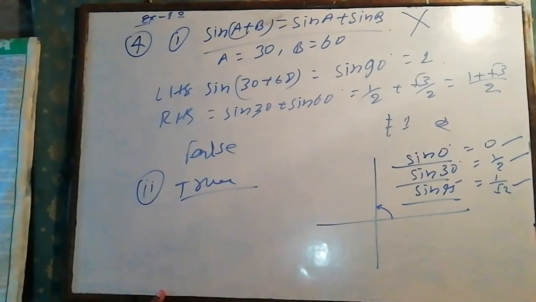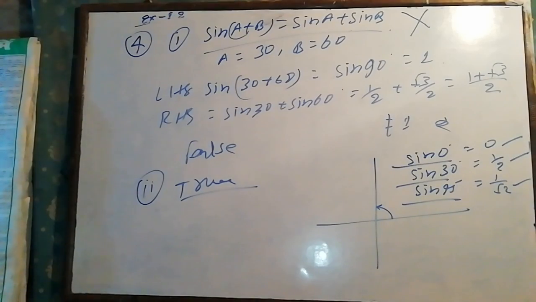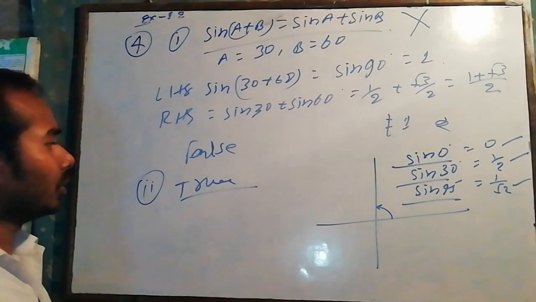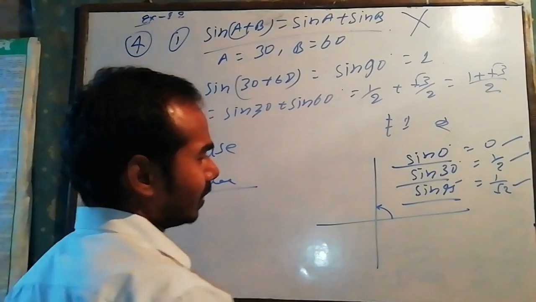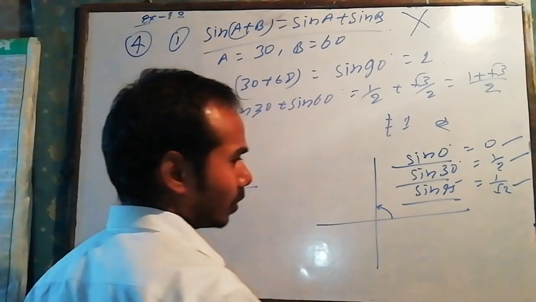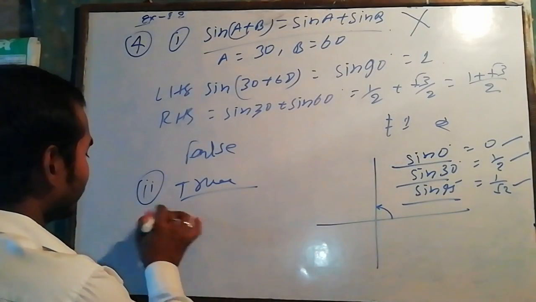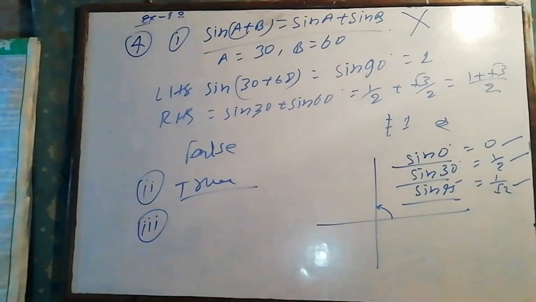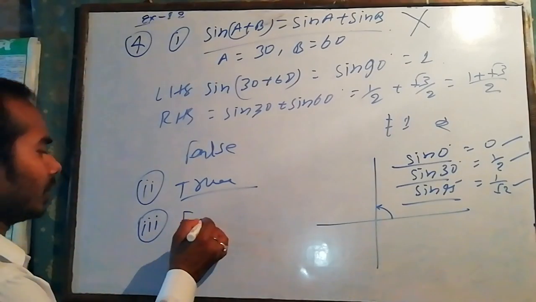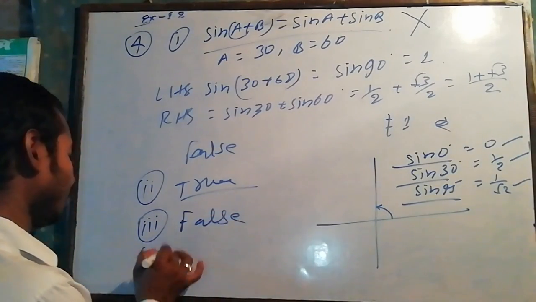Question number third: if theta increases, then cos theta increases also. No. If theta increases, then cos theta decreases in the first quadrant. So the question is saying if theta increases, then cos theta increases. No, it is not true, meaning false.